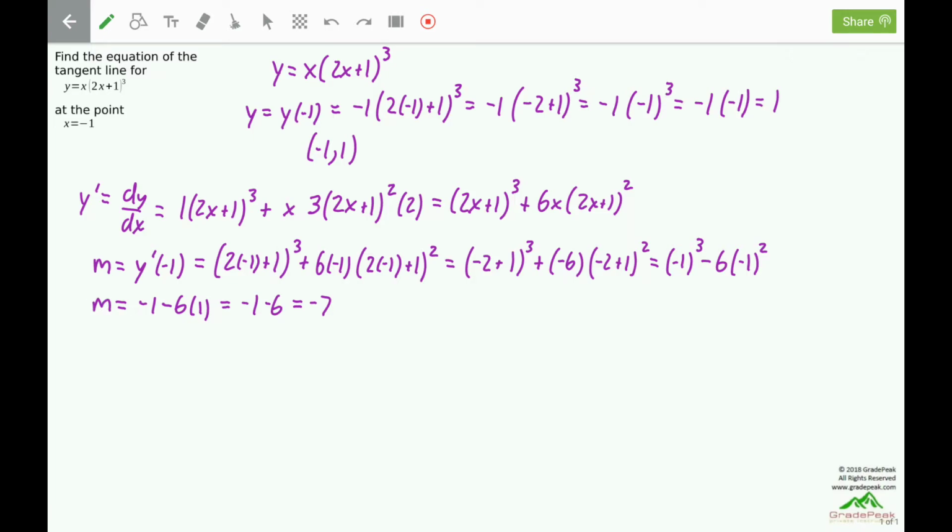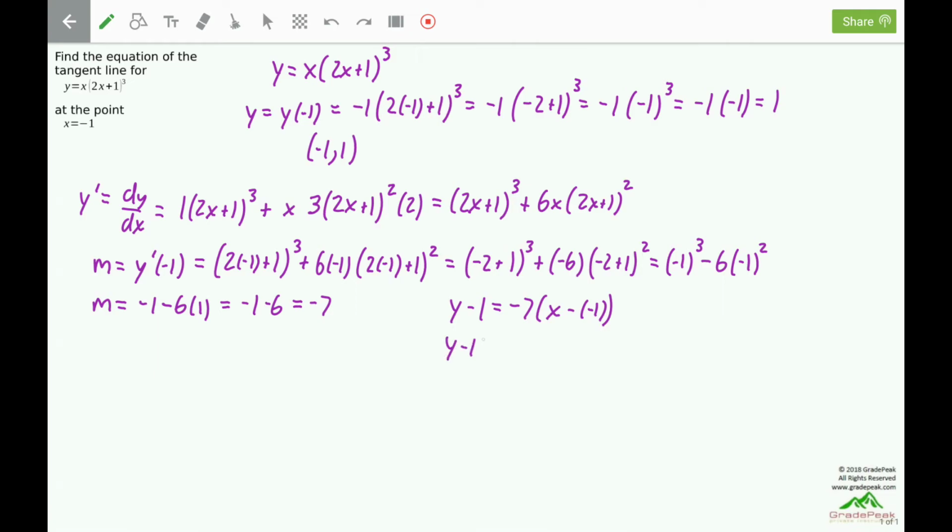So now that we have the slope and the point, we can set up the equation of the tangent line using the point-slope formula. It is going to be y minus the y coordinate of the point, that's up here, that's a 1, y minus 1 equals the slope, we just found that, -7, and then x minus the x coordinate of the point, well that's a -1, so x minus a -1. This is the point-slope formula. We're going to want to put it into slope-intercept form by solving for y.